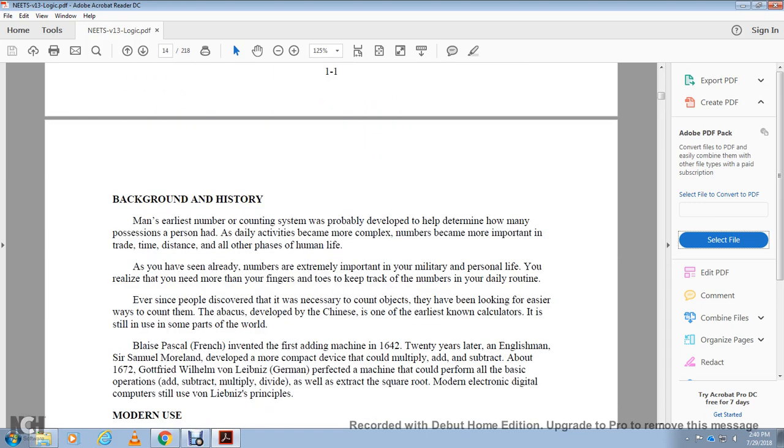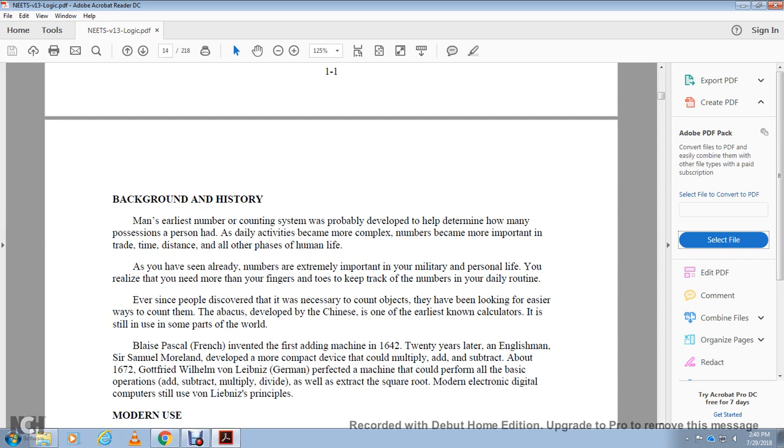Background and history. Man's earliest number or counting system was probably developed to determine how many possessions a person had. As daily activities became more complex, numbers became more important in time, trade, distance, and all other phases of human life. As you have seen, numbers are extremely important in military and personal life. You use them more than your fingers and toes to keep track of numbers in your daily routine. Ever since the discovery of the need to count objects, people have looked for easier ways to count them.